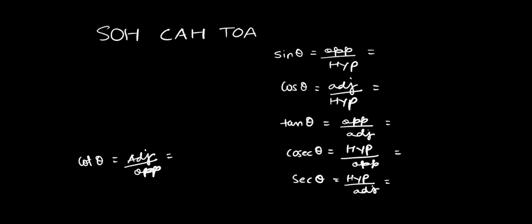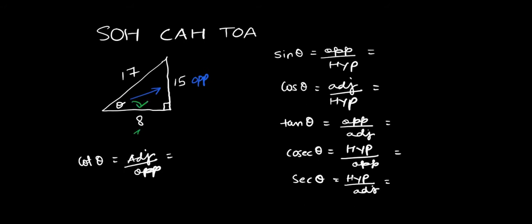Let's take one more question. This is a right angle triangle with angle theta. If this is 17 and this is 8, then by using the Pythagoras theorem we'll find the other side. This will be 15. So let's mark this. Opposite to theta is the opposite side, adjacent to theta is the adjacent side, and this is the hypotenuse.